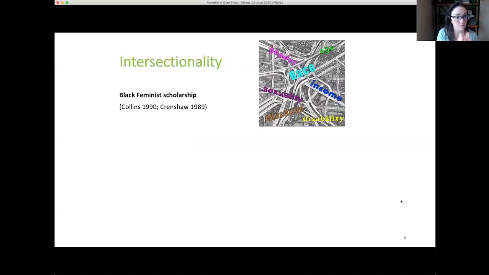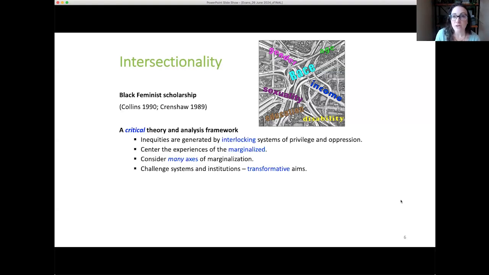So to give credit to the amazing Black feminist scholars, Patricia Hill Collins, Kimberly Crenshaw, and others who have pioneered this field of intersectionality. Intersectionality is a critical theory, much like critical race theory or queer theory. It is a critical theory and an analysis framework. It's certainly not just quantitative. In fact, its origins aren't quantitative, but we're moving it into the realm of quant here.